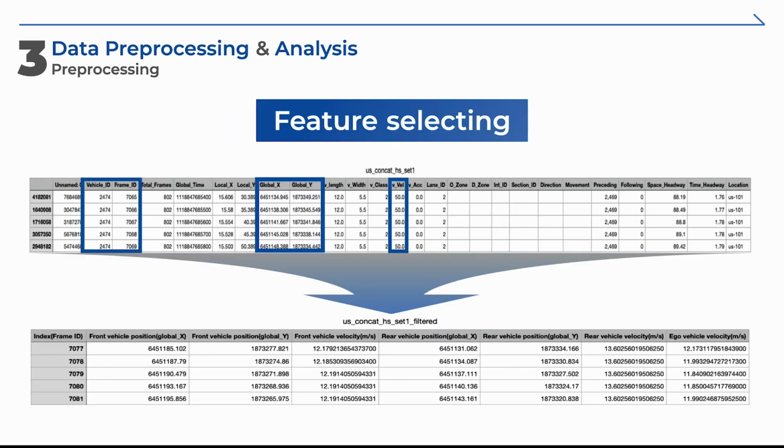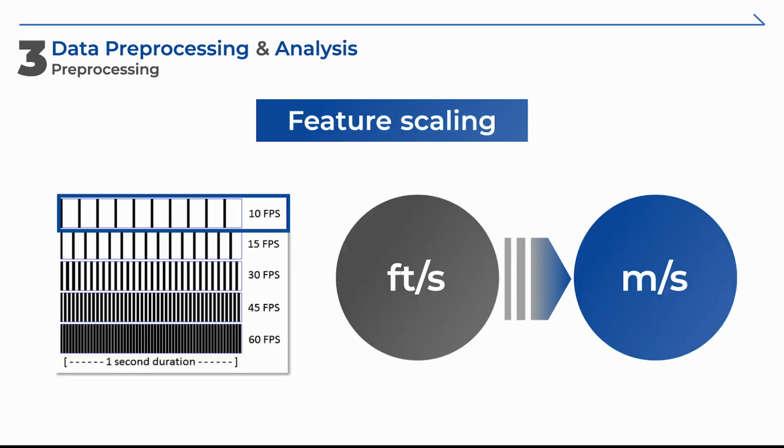Next is data preprocessing. First, we selected the features we wanted from the existing NGSIM dataset: frame ID, which provides time information, global X and global Y, which provide vehicle location information, and wave velocity, which provides vehicle speed information, were selected, and the types of vehicles were displayed differently depending on the frame ID. Next is feature scaling. Since the NGSIM dataset has a resolution of 10 frames per second, one frame, which is the interval between frames, was converted into 0.1 second.